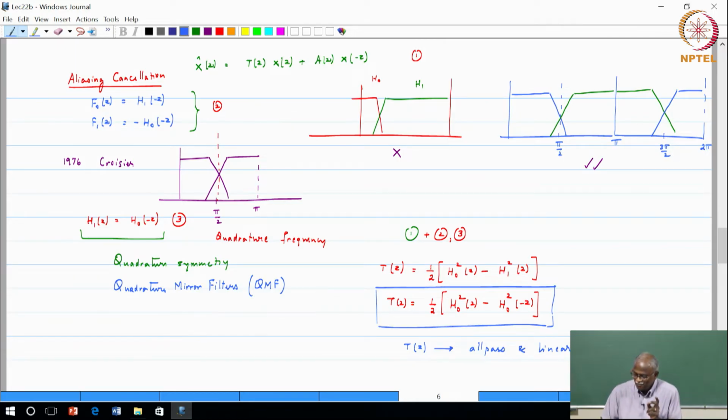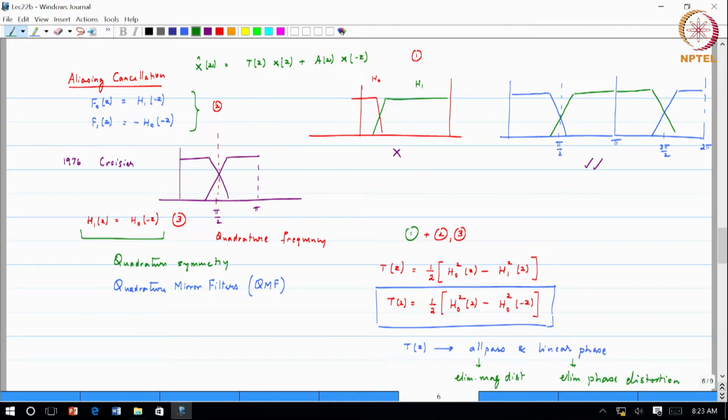All pass and linear phase is a contradiction. You cannot satisfy both of those except for trivial cases. If you take a delay, it would satisfy. But why would I want all pass? Because I want to eliminate magnitude distortion, and the linear phase is to eliminate phase distortion. Again, this has given us an expression, but has not really told us how to solve this problem. So this is where we are.